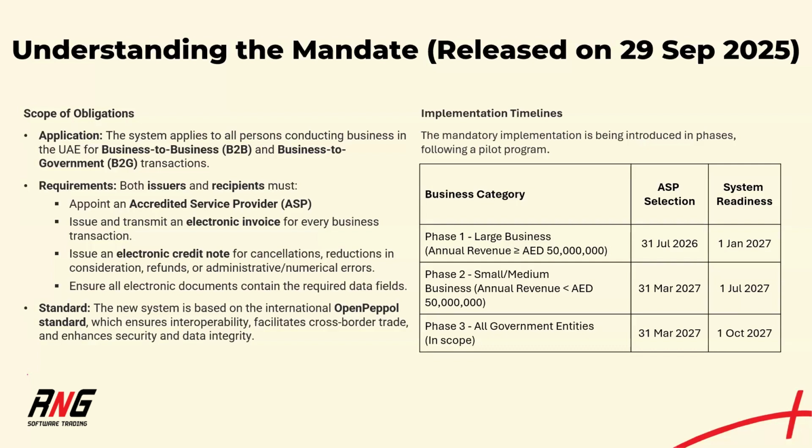And in the meantime, there are some companies that may be selected for pilot testing with the FTA. So all these companies above 50 million, whose ASP selection is due this 31st July 2026, and the system readiness is by the 1st Jan 2027. In the meantime, FTA might select some companies for pilot testing with their systems as well. So I hope this is the mandate that is there for e-invoicing, and I hope this is pretty much clear for everyone.